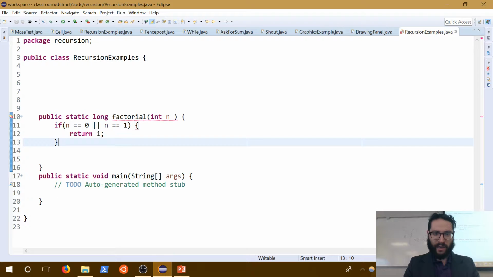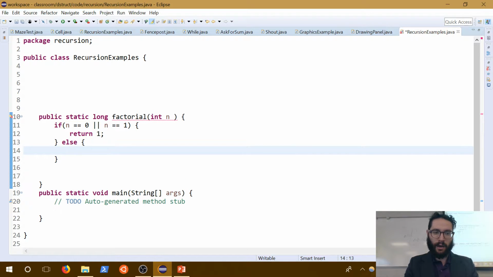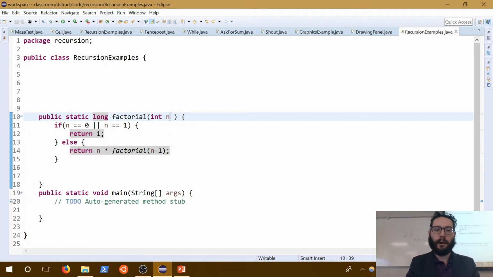And here's the recursive case. All recursive problems are basically just figuring out 2 things: what's the base case, and what's the recursive case? So here's the recursive case. Otherwise, we return n times factorial of n minus 1. The key thing about recursive functions is that they call themselves, right? So you can see that factorial calls factorial, and it will keep calling factorial until it gets to a base case.